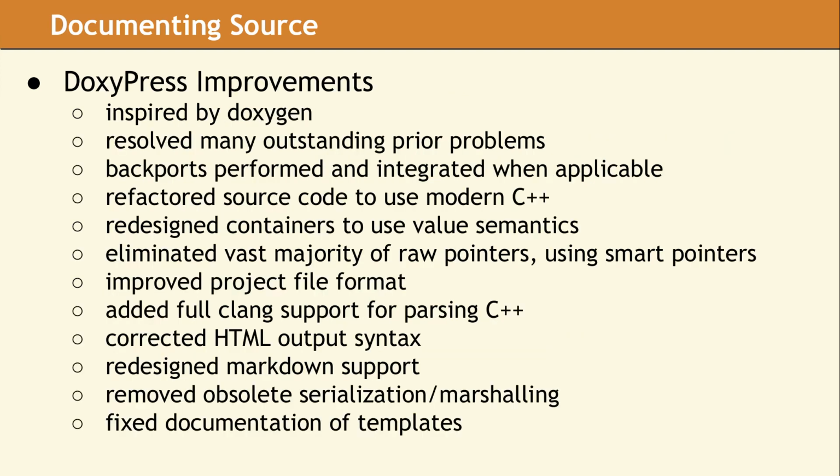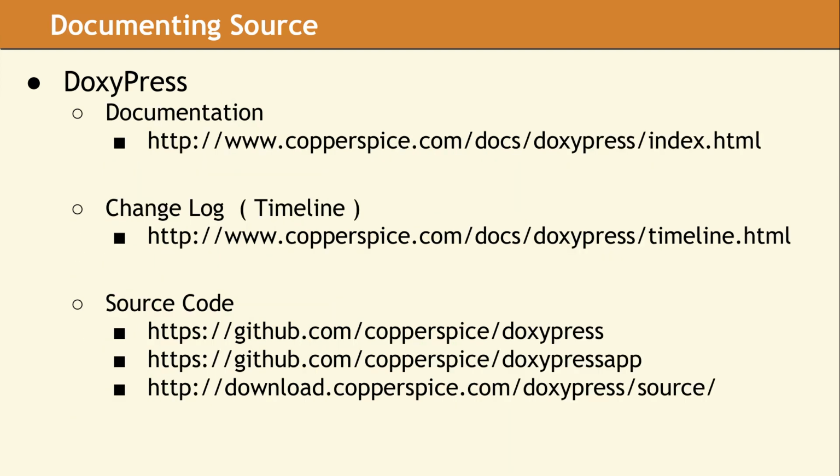The DoxyPress program was based on an existing open source project. We inherited a number of problems and documentation issues which have been addressed and resolved. Over the last 3 years, we have migrated the project to use modern C++, and we continue to refine and improve the codebase. The documentation for DoxyPress can be found on our website. To get an idea of the work we've been doing, please check out the timeline located in the DoxyPress documentation. You can also review our recent changes in the GitHub repository.